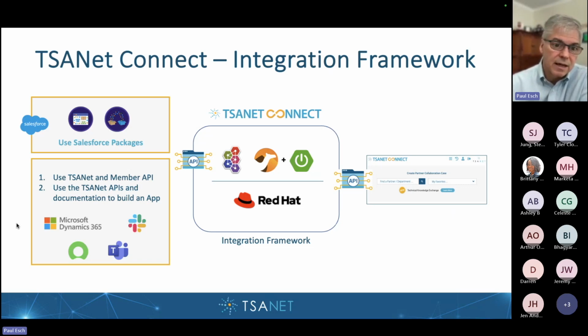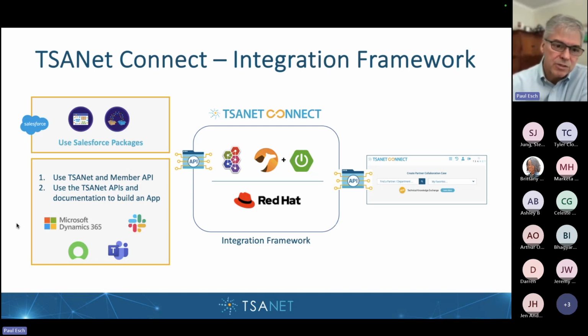And then the second option, of course, if you're not running Salesforce, is that we provide the full APIs. Those APIs are capable, just like we did with the Salesforce app, of building other apps in other target systems. So we do see this as a collaborative effort with members.